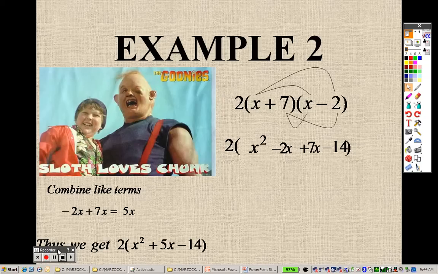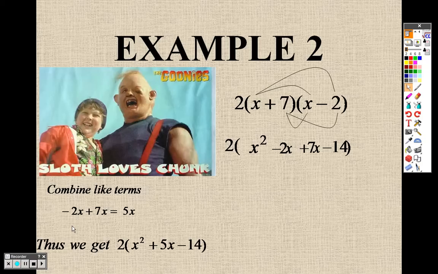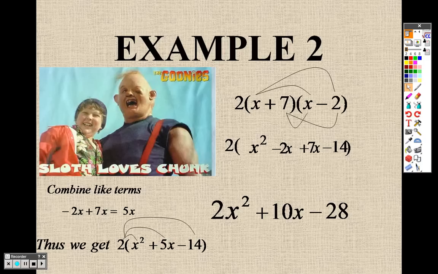So this is actually what I have down here. So let me move this over here to the side so you can see this. Okay, now this is what we have, right, with the terms combined, but I still have this 2 on the outside. I need to distribute that 2 through. So I put a 2 through there to get 2x squared. 2 times a 5x, I get 10x. And since it's a positive 5 and a 2, that is a positive 10. 2 times negative 14, negative 28, and there is your final answer.